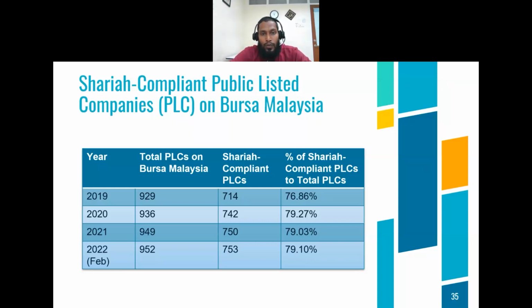And if we look into Bursa Malaysia, we can see that from 2009 until now, more than 75% of the companies listed in Bursa Malaysia are Sharia compliant. Like in 2019, there were a total of 929 public listed companies. Among them, 714 were Sharia compliant. At the end of February 2022, there are 952 public listed companies, where 753 of them are Sharia compliant. So it is 79.10%. So it's actually increasing. It is very positive that we can see almost 80% of the companies listed are Sharia compliant.